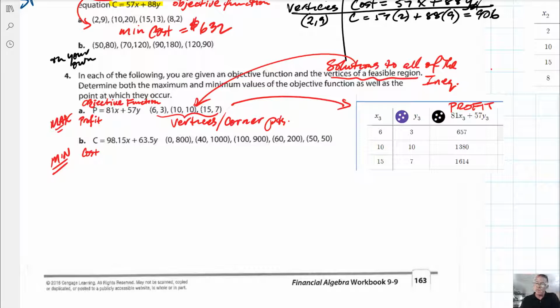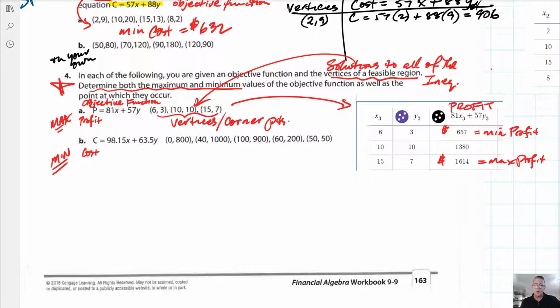The minimum right here is 657. That's my minimum profit. It says find both minimum and maximum. So we know the minimum profit is $657. The max profit is $1,641. It says determine both the minimum and the maximum, so you have to read the directions. I found the minimum profit, and I found the maximum profit.